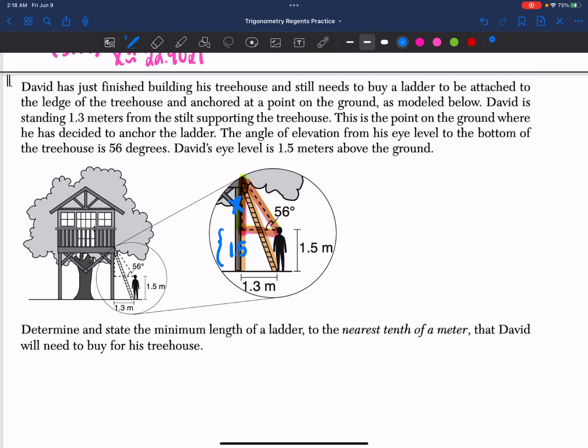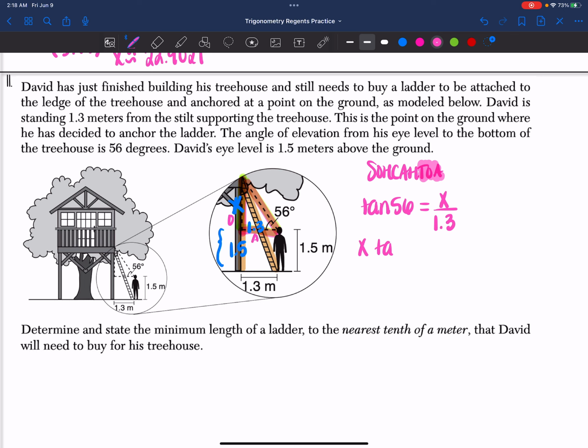I don't know the hypotenuse. However, I'm going to notice that down here from the bottom of the tree to his foot is 1.3, so it has to be 1.3 over here too. So if I'm labeling appropriately, this is where my angle is. So this is opposite and this is adjacent. So again, with SOHCAHTOA, I'm going to use tangent. So tangent of 56 is equal to x over 1.3.